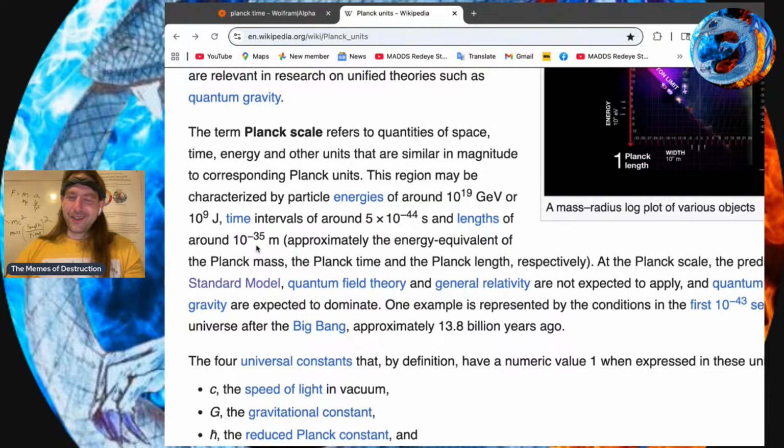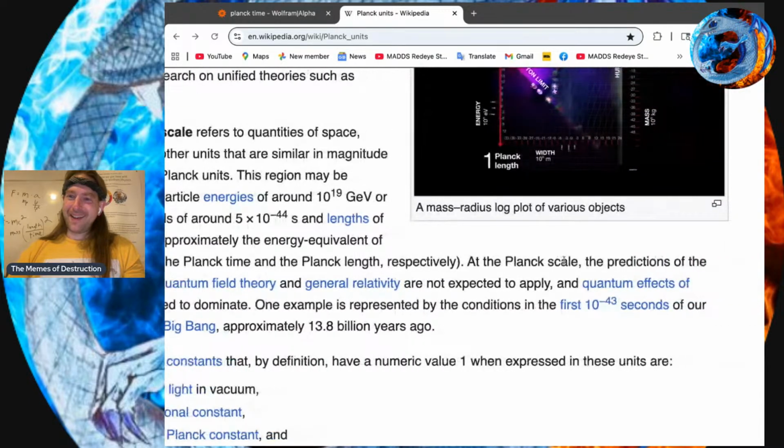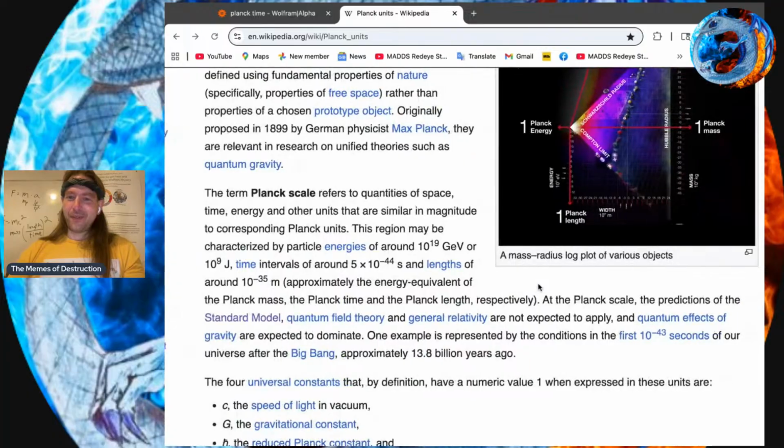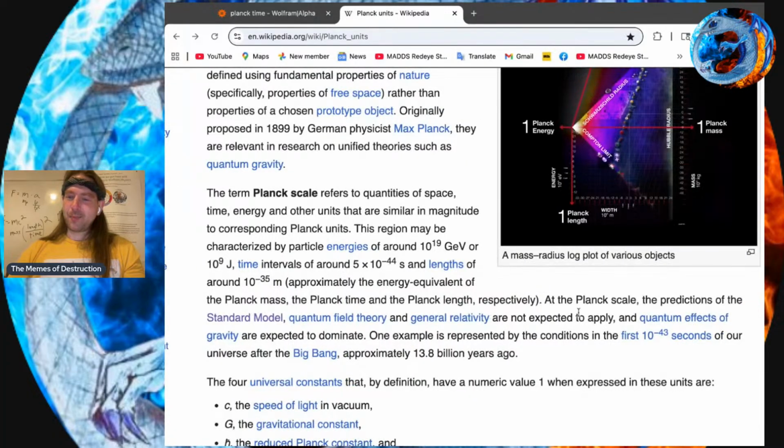All right. So basically, the numbers that they just listed there are approximately the energy equivalent of the Planck mass, the Planck time, and the Planck length, respectively. At the Planck scale, the predictions of the Standard Model, quantum field theory, and general relativity are not expected to apply, and quantum effects of gravity are expected to dominate. One example is represented by the conditions in the first 10 to the minus 43 seconds of our universe after the Big Bang, approximately 13.8 billion years ago.